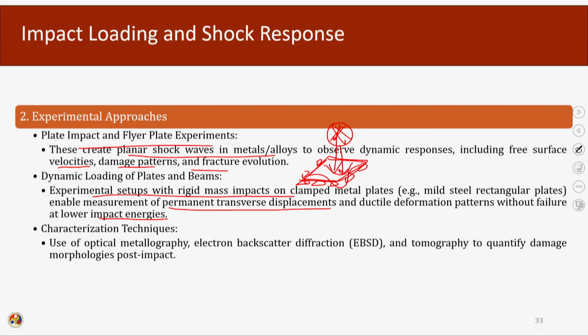Okay. So, characterization techniques. In order to do the measurement, different types of techniques can be used: optical metallography, electron backscatter diffraction, tomography, basically to measure this damage. This type of measurement can be done. So, the idea is to test different types of configurations and see the distribution of the stresses, the distribution of the displacement, and characterize the behavior of the material under different dynamic conditions.